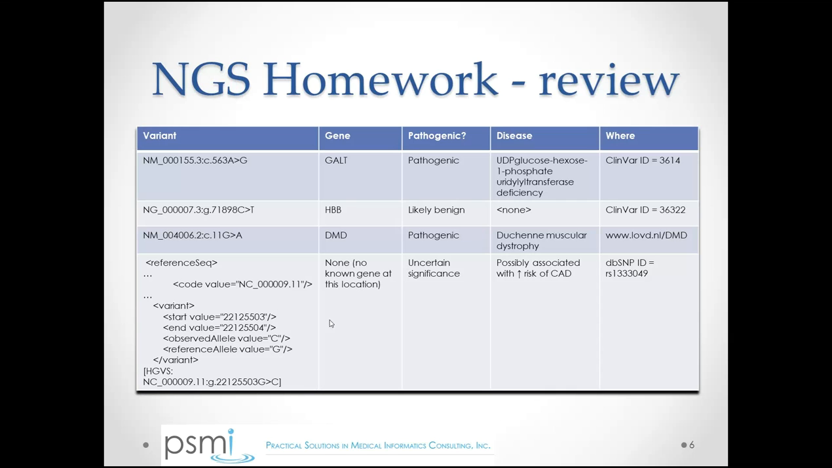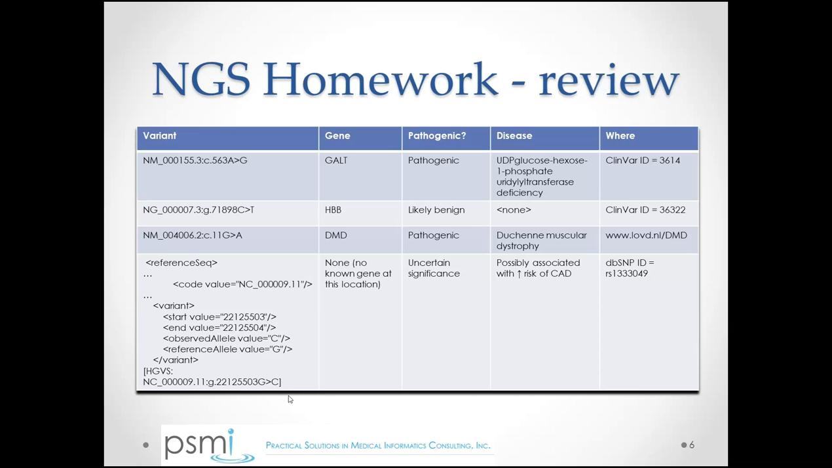But this particular SNP, the change from a G to a C, has been associated with an increased risk of coronary disease. And you do find this particular variant in the dbSNP database. So it's possibly associated with an increased risk of coronary disease. It's a very common variant. In some of the population studies, we see this variant in 40, 50% of the population.